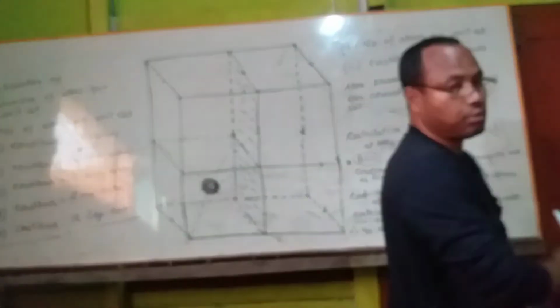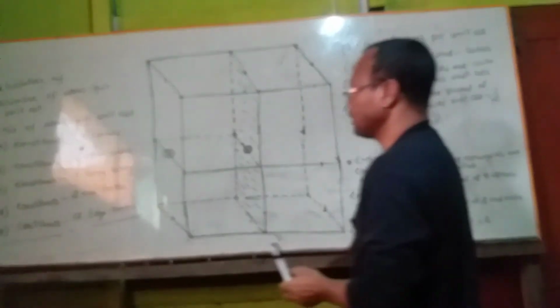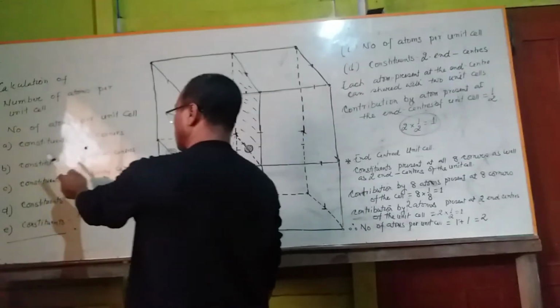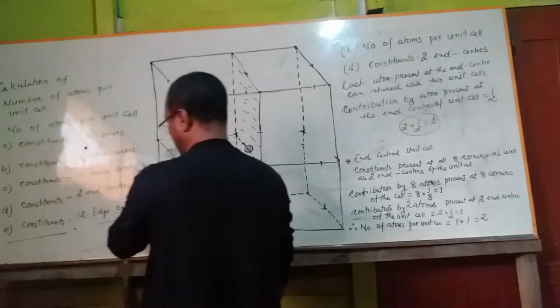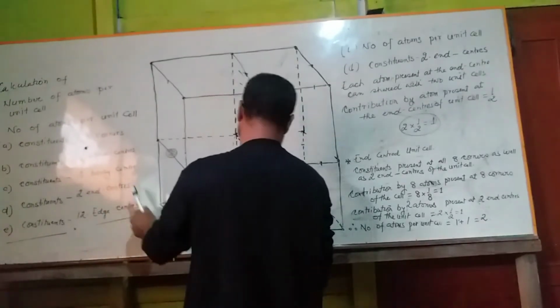So remember this one. Next, after that, we know the number of atoms per unit cell where the constituents are present at the corners, 6 face centers and the body center. Now let's come to the constituents present at the end center.